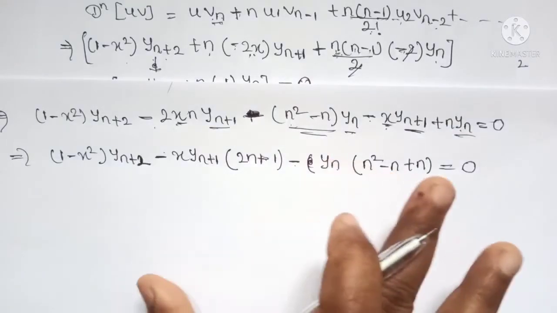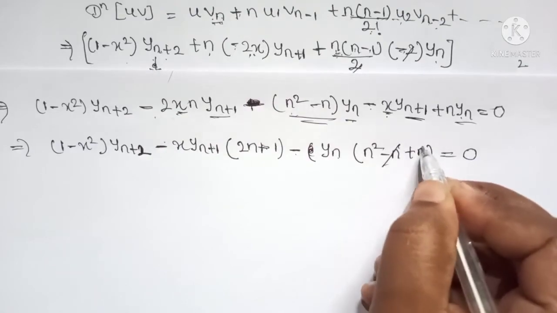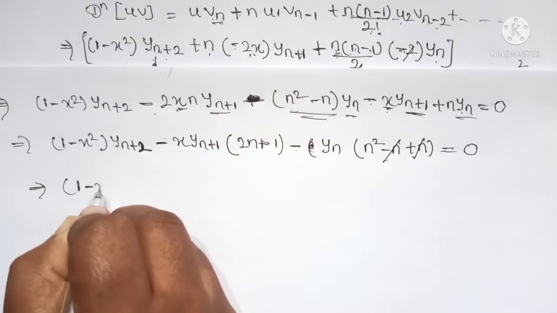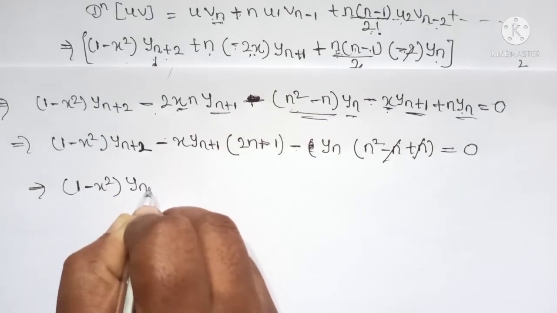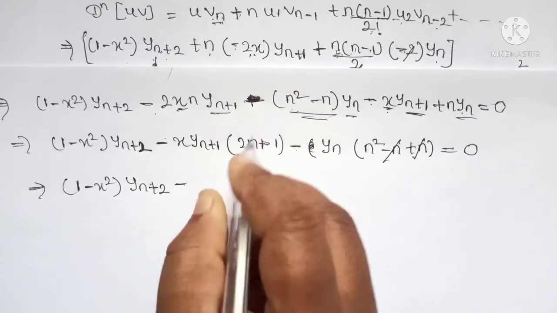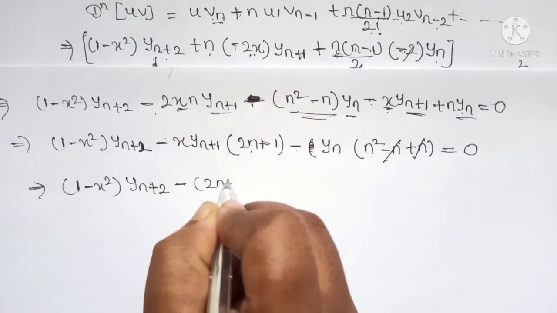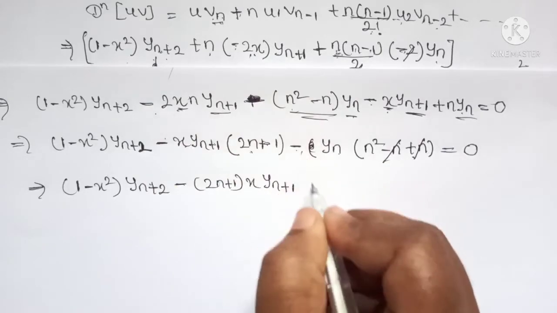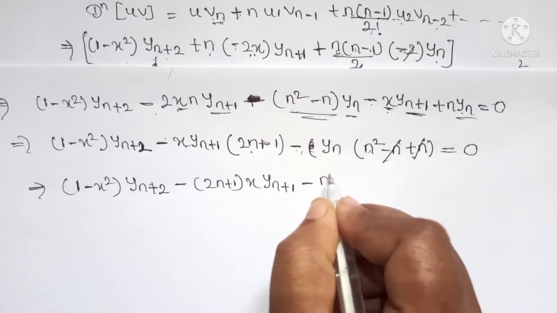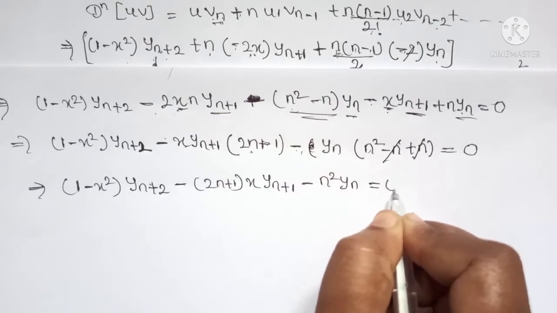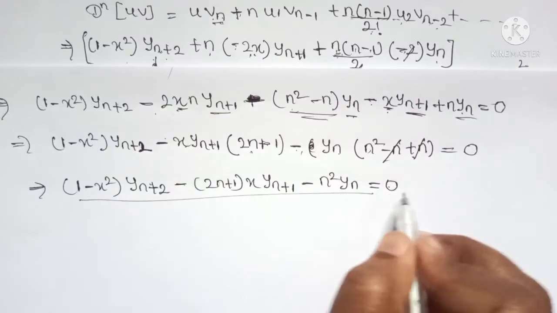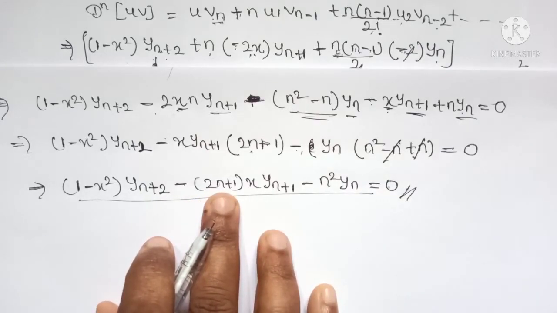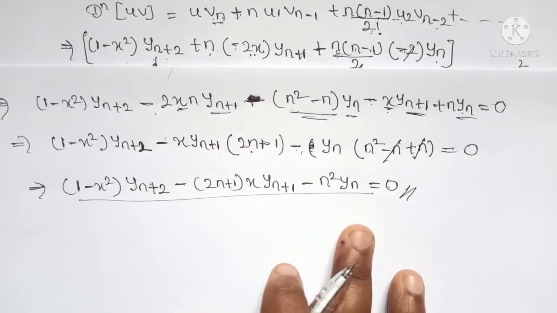Now further simplifying this one, see here plus n minus n get cancelled, so this can be written as 1 minus x square yn plus 2 minus, we write first this term, 2n plus 1 into x into yn plus 1 minus n square yn equals to 0. This is the required proof. Okay, so this one is the required answer. Like this you have to simplify the given function.